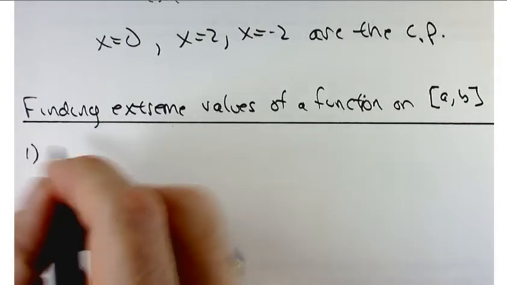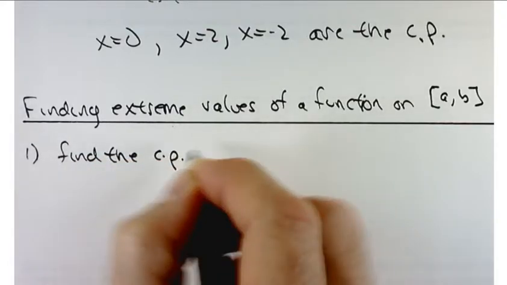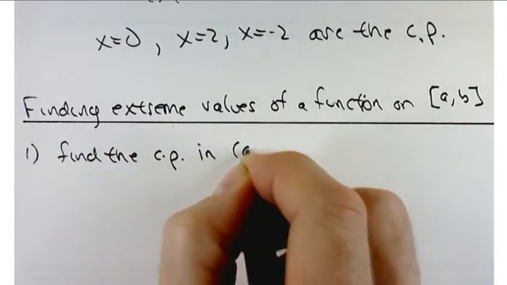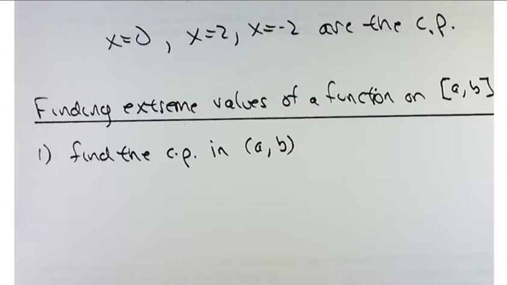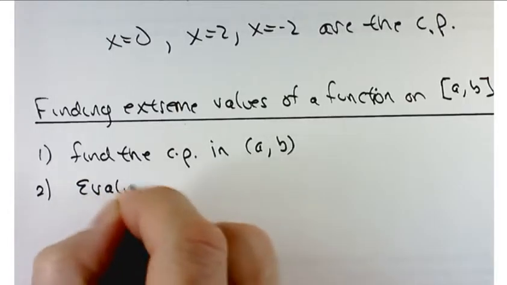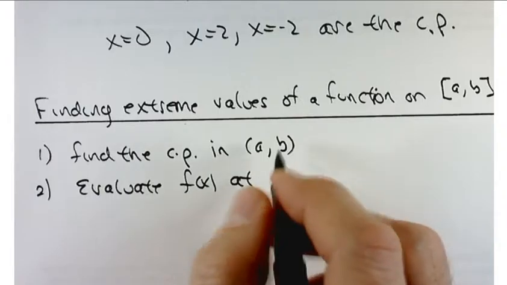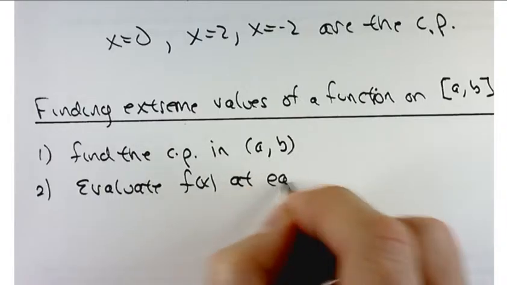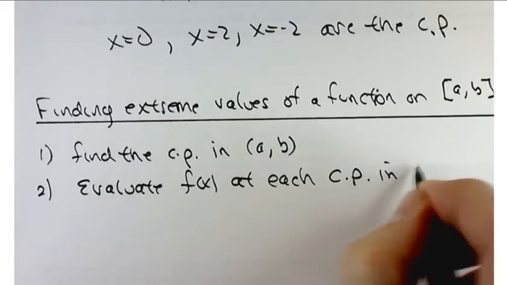Step number 1, find the critical points in A to B. Now this is the open interval. All right, so we're not worried about the endpoints. We're worried about the open interval. Second step, evaluate f of x at each critical point in A to B.